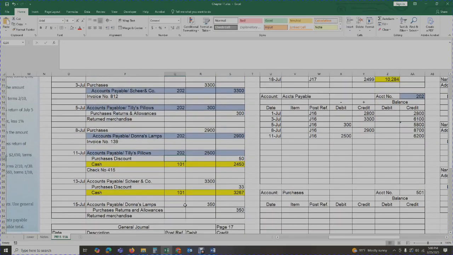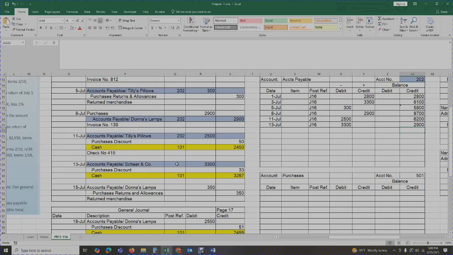I continue looking for accounts payable. I've got one more here. My accounts payable is July the 13th. This is journal 16, and I've got a debit of $3,300. A debit is subtracted. It's your $6,200 minus your $3,300. My balance is now $2,900. I'm going to go back and enter a 202.